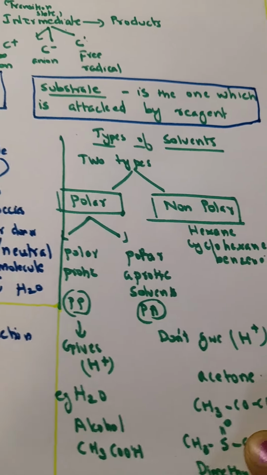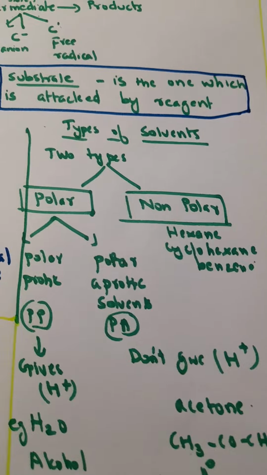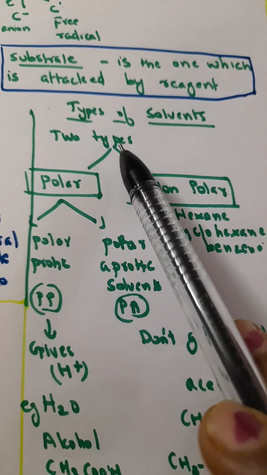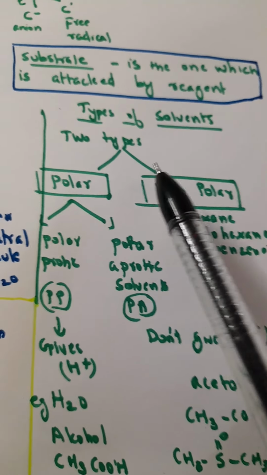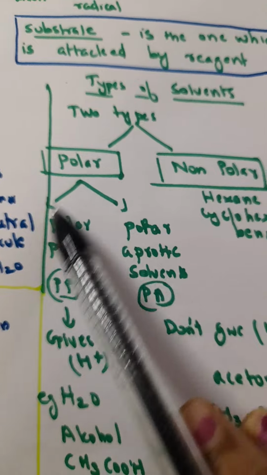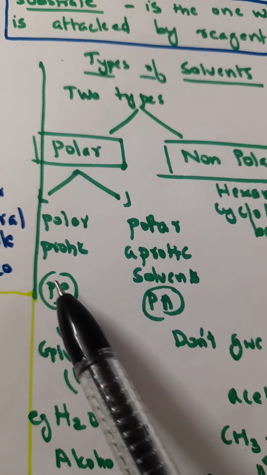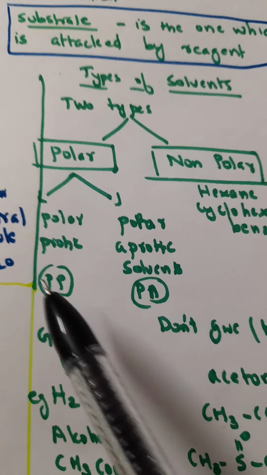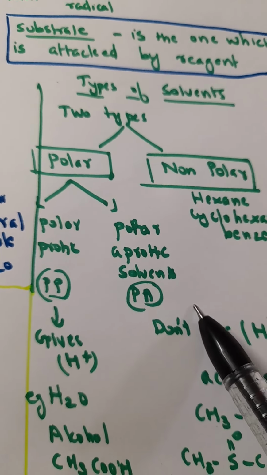Okay, and now there are different types of solvents. So we will see what are the types of solvents. Mainly we can classify them into two types. One is polar and non-polar. See, polar can be again classified into polar protic and polar aprotic solvents. So we call it PP and PA respectively.